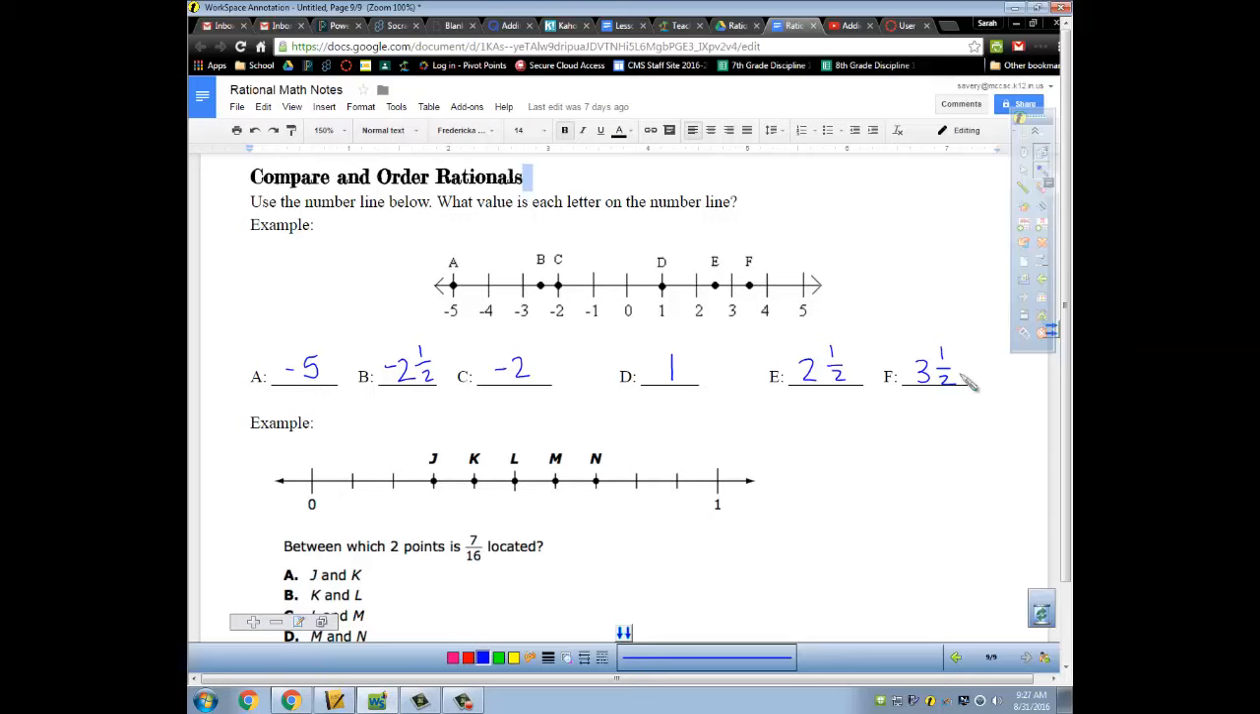So one thing to keep in mind, since the -5 is further to the left on the number line than say -2, -5 is smaller than -2. Even though 5 is bigger than 2, negatives are the opposite. -5 is smaller than -2.